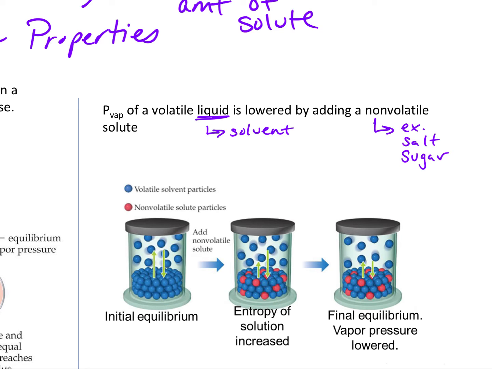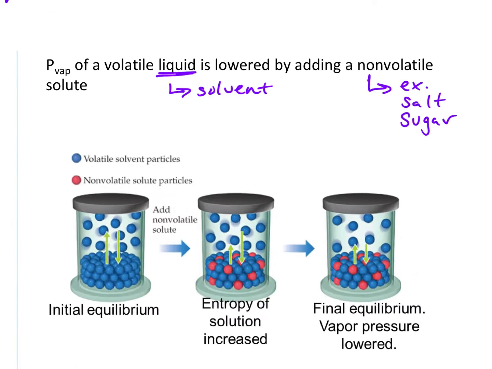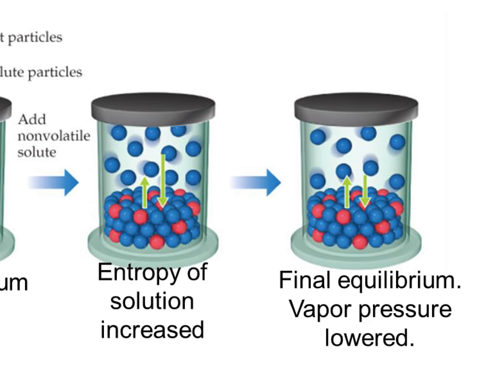So why is the vapor pressure lowered when we add something? Still solvent in there, right? Any thoughts? What's that? More chaos? Not quite. Yeah? Less surface area. Yeah. Exactly. So let's imagine we've got these spheres: the blue spheres represent solvent molecules, the volatile solvent. The red spheres represent solute, non-volatile.